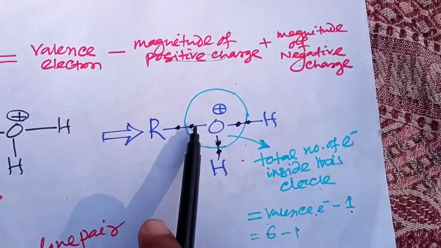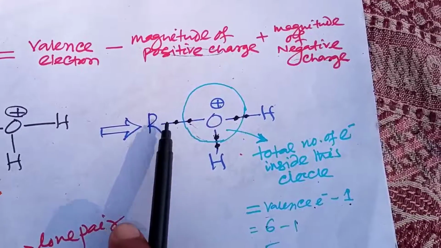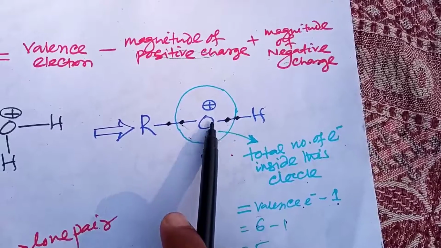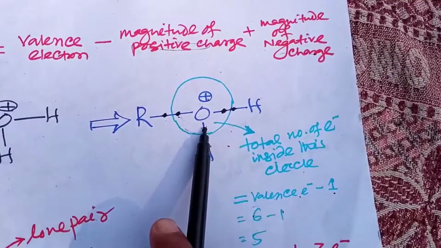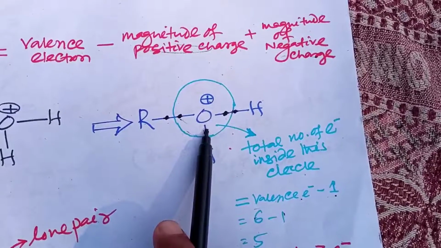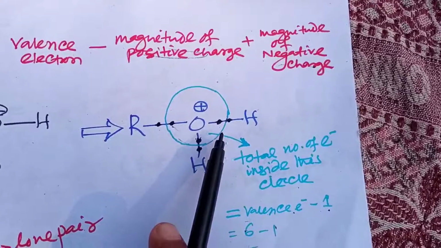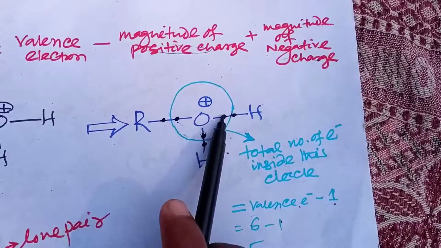Out of these 2 electrons, this electron comes from oxygen and this comes from this carbon or something like that. Similarly, out of these 2 electrons, this electron comes from oxygen, that means it is the own electron of oxygen. Similarly, between these 2 electrons, this is the own electron of oxygen. So we have to make a circle including all the own electrons of oxygen. So these are the own electrons of oxygen.